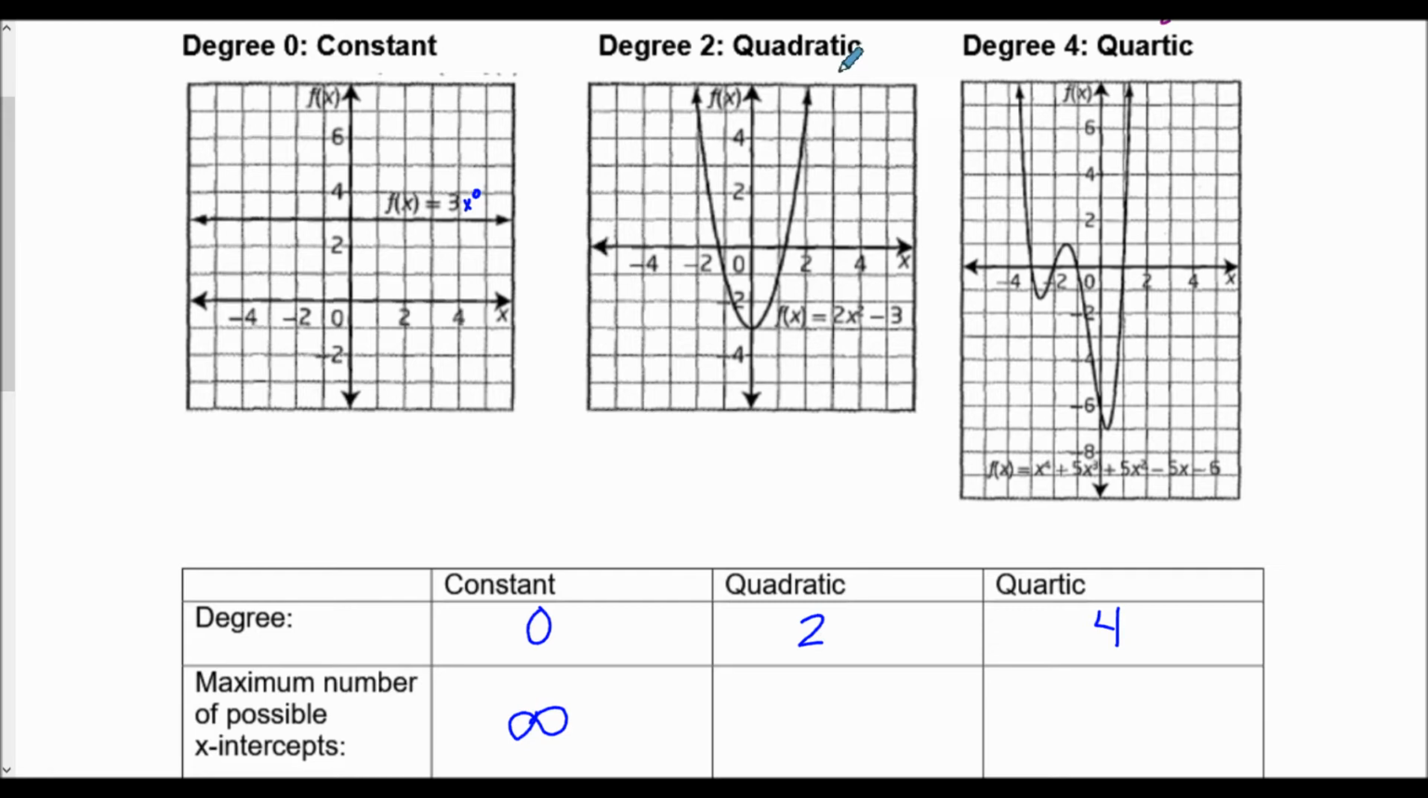Anyways, the quadratic, which we had done in Foundations 20, you can see specifically right here that there are 2 x-intercepts. A quartic, there's 1, 2, 3, 4.